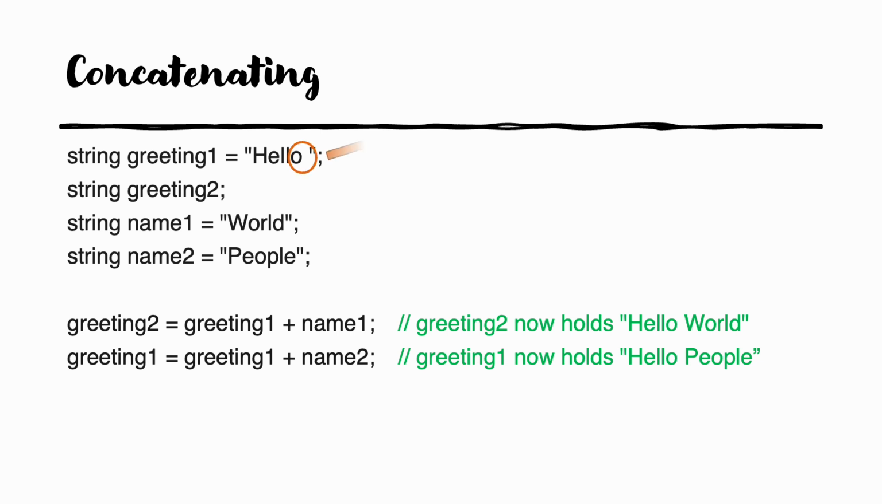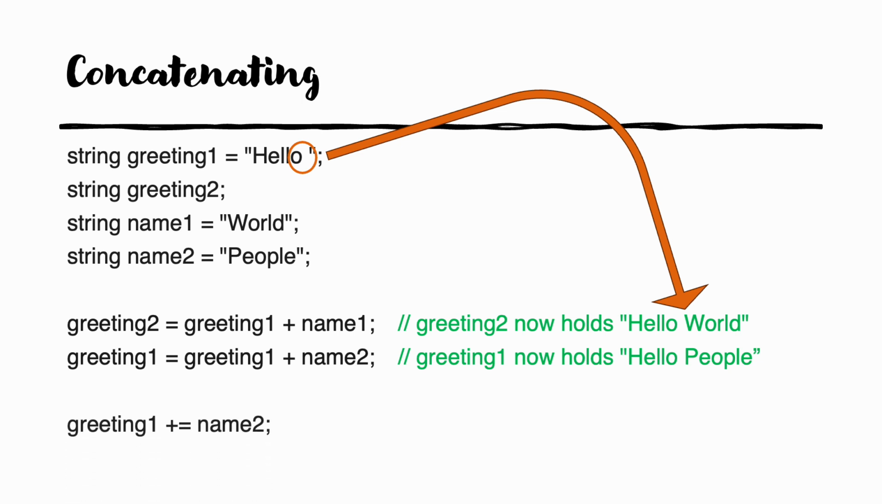Notice the string stored in greeting1 has a blank as its last character. If the blank weren't there, greeting2 would have been assigned the string hello world all smushed together, which is a little bit harder to read and not usually what you wanted outputted. The last statement in the previous example could also have been written using the combined assignment operator to achieve the same result. So that would have given us the exact same hello people that greeting1 equals greeting1 plus name2 gave us.